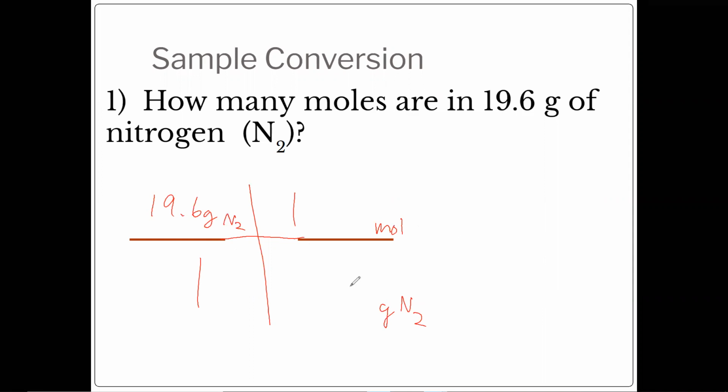So for every 1 mole of nitrogen, we have to look on the periodic table and figure out how much N2 weighs. If we look at nitrogen on the periodic table, we know that one nitrogen weighs 14.007 grams, so we multiply that by 2 and we get 28.014 grams. And then all we have to do is multiply straight across, divide by whatever's on the bottom.